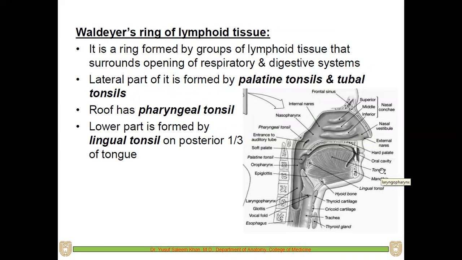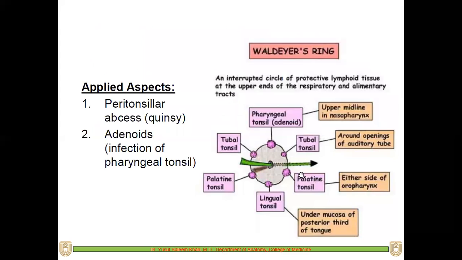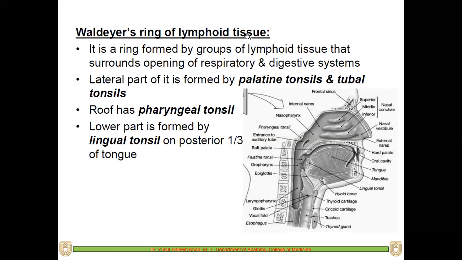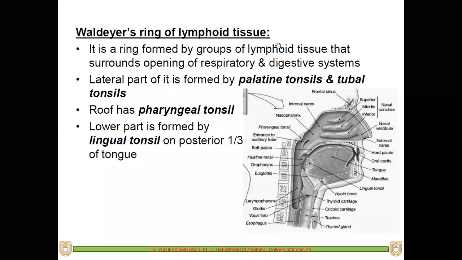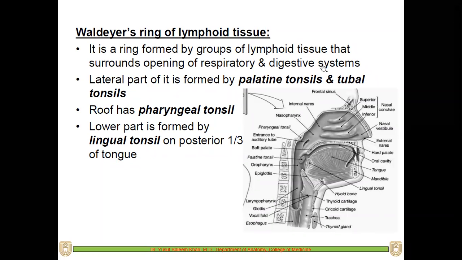Now coming to Waldeyer's ring, which I was telling you about in the morning. It forms a ring around the oral cavity and the nasal cavity. What is this Waldeyer's ring? It is a ring of lymphoid tissue around the oral cavity and the nasal cavity. The nasal cavity is here and the oral cavity is here. So anything coming from outside through the nose or the mouth has to go through this first line of defense. It is a ring formed by groups of lymphoid tissue that surround the openings of the respiratory and digestive systems.